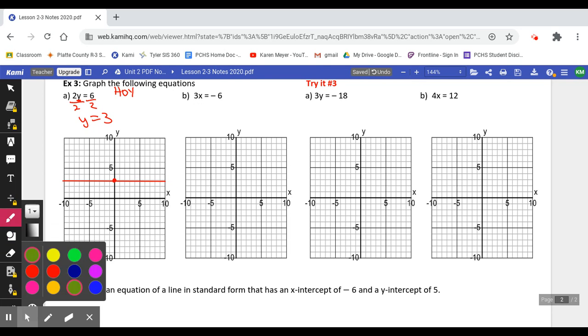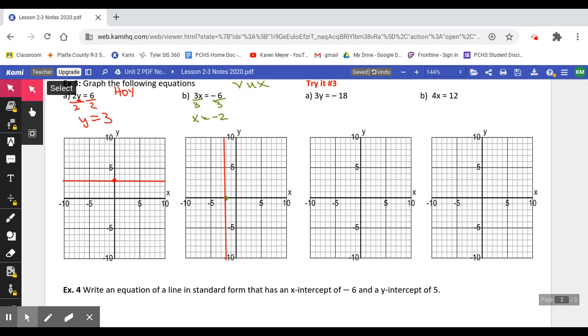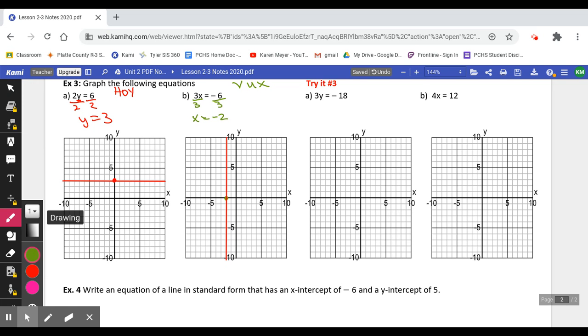Okay, the second one. When I look at this one, I only see the letter x. So that means I'm thinking of the VUX. And V stands for vertical. So I'm going to divide each side by 3 to get x by itself. So x equals -2. So on the x-axis, go to -2 and put a dot. And then make a vertical line going through at -2. Okay, pause the video and you complete the 2 problems next to it.